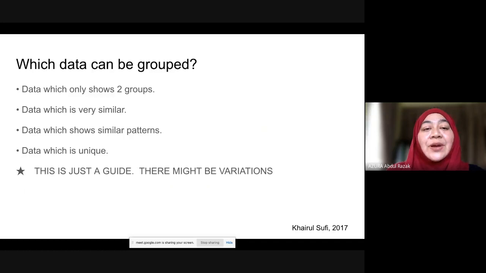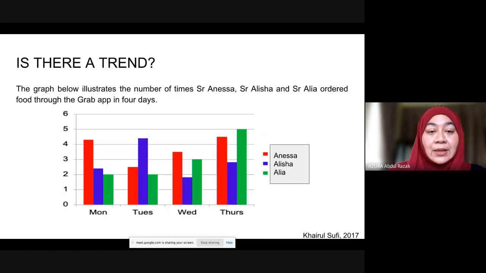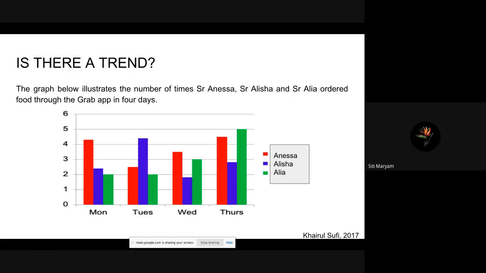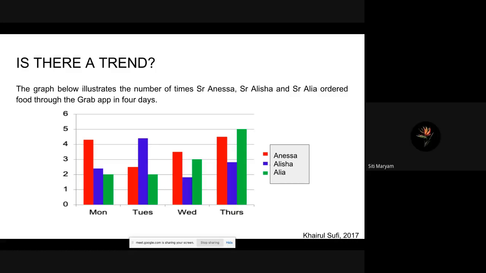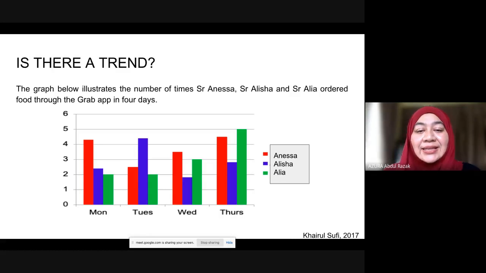All right, now look at this. Okay, which data can be grouped? Data which only shows two groups, data which are very similar. Okay, if we go back here, can you see data which are similar here? Yes, okay, for whom? Alia. Okay, Alia, it's like an upwards trend, isn't it? Yes, right? Okay, good. Yes, that's right.